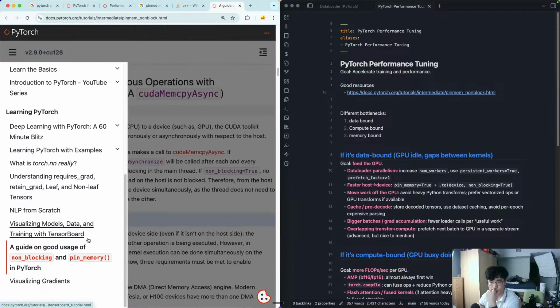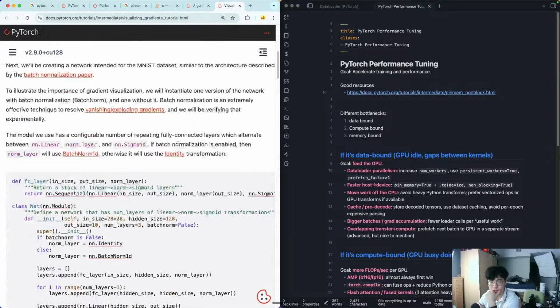There's so many good articles, huh? Oh, visualize ingredients.